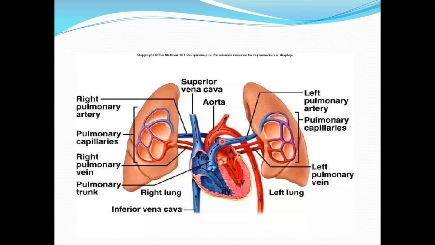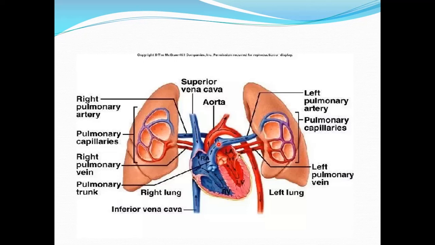It divides into two branches, the left pulmonary artery and the right pulmonary artery. Each branch of the pulmonary artery enters the respective lung. So, the left pulmonary artery will enter the left lung, and the right pulmonary artery is going to enter the right lung. On entering the lung, each pulmonary artery is going to divide into branches, in the same way as the bronchi branch within the lungs.